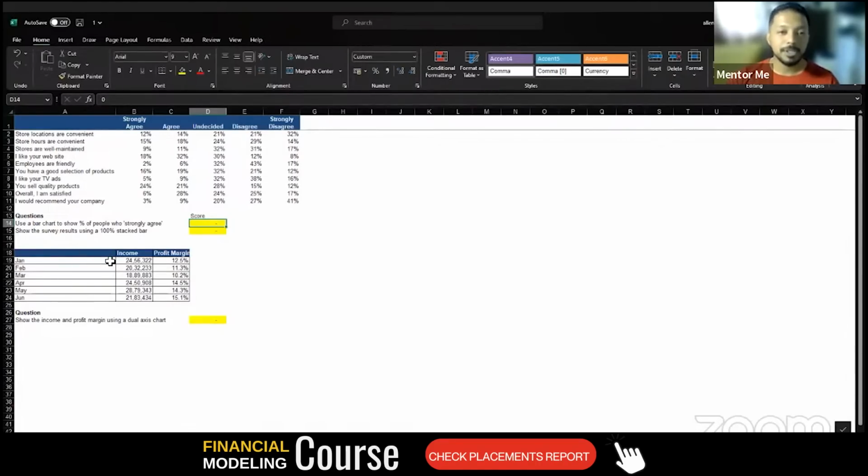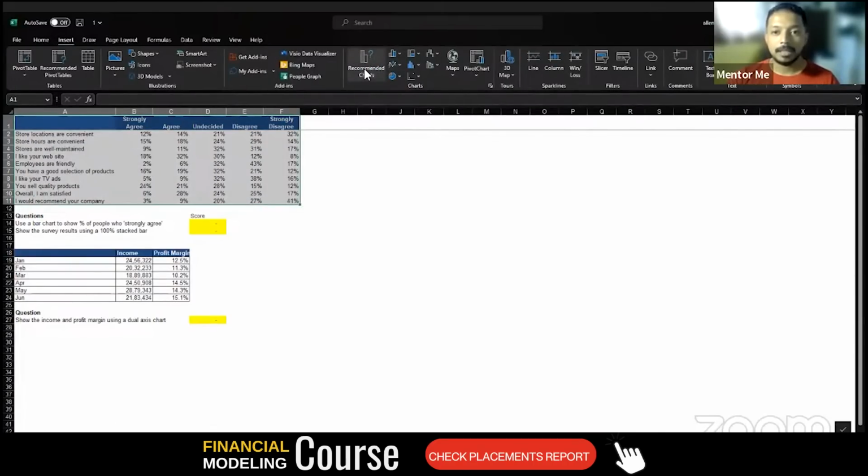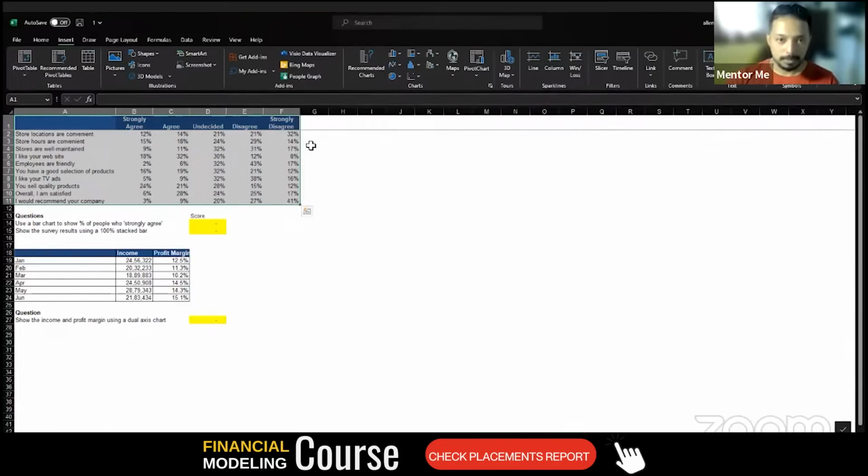Chart, a simple chart. They've just shown you, present this. What do you need? You need to insert a chart. These days recommended charts already come up. What's the problem? Nobody knows which chart to use.